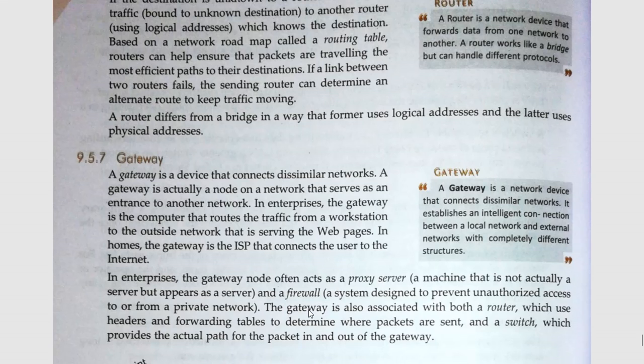So it is actually a summary of all the networking. The gateway is associated with routers, which use headers and forwarding tables to determine where packets are sent. The router will send the data to the different nodes, because it knows the header and the address where the information has to be delivered, and then it goes through a switch, which provides the actual path for the packets in and out of the gateway. This is the procedure for all the networking concepts.